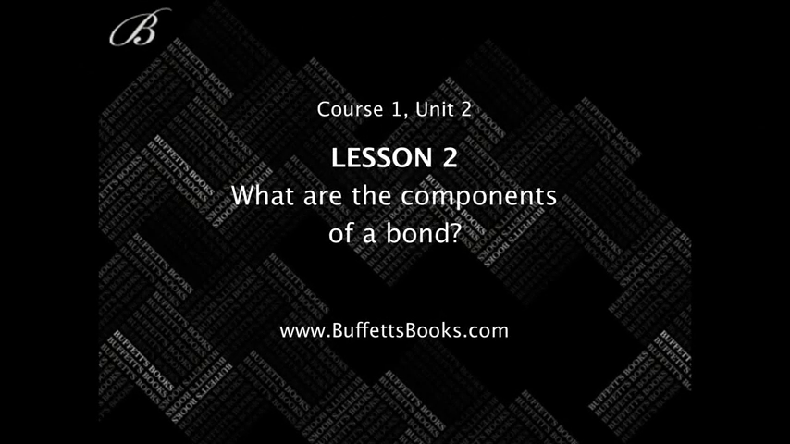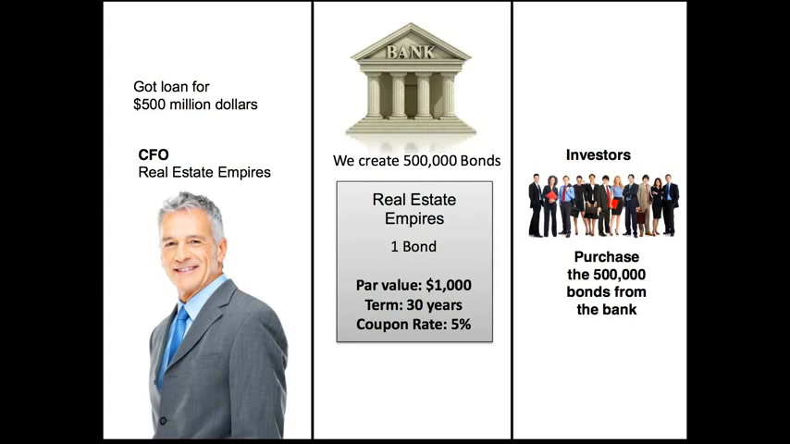So let's get started. In Lesson 1 we had a scenario where we had a CFO named Jack, and Jack was responsible for getting a $500 million loan from the bank in order to build a new headquarters building for his company. And so the bank created 500,000 bonds, and they issued all these bonds down to the investors. So some of that might not have been crystal clear.